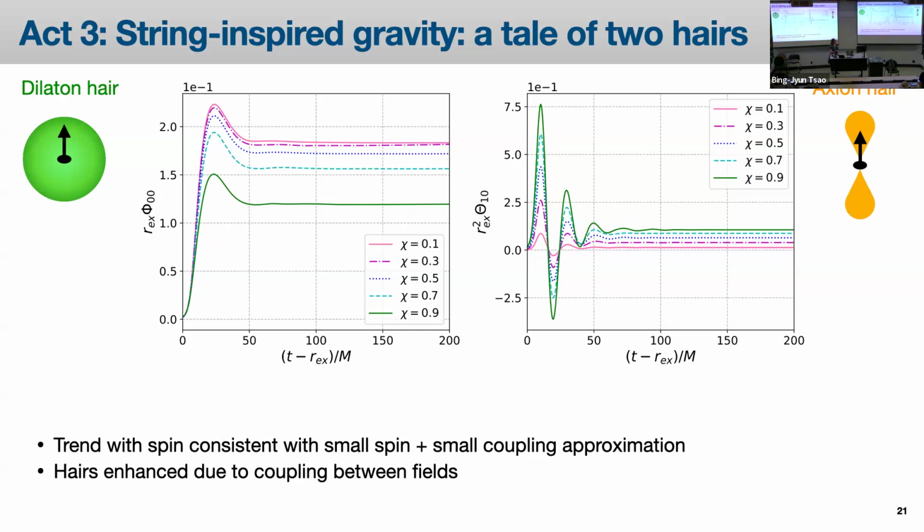Again, the leading order contribution is a (1,0) multipole as a function of time. Color coding for the spin is the same, a bit of overshooting in the beginning, and then the axion field also settles close to 0 for a very small spin, as we might expect, and then the amplitude increases as I increase my spin. So the trends are all consistent with a small coupling, small spin approximation, but now we actually get the full configuration of the two-hair solution for scalar fields in this axion-dilaton gravity.